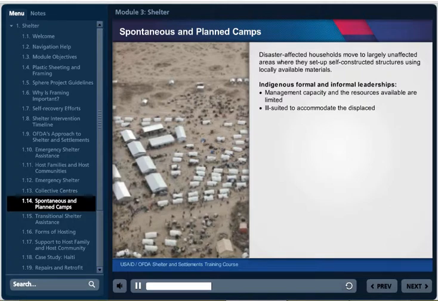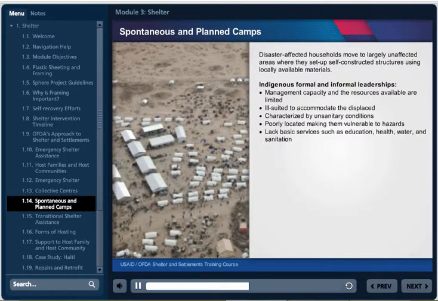Spontaneous settlements are characterized by unsanitary conditions, exposing their inhabitants to the easy spread of diseases; they are poorly located, making them vulnerable to hazards such as landslides, floods, and insecurity that threaten the welfare of the displaced population; and they lack basic services such as education, health, water and sanitation, and have poor access to livelihoods.